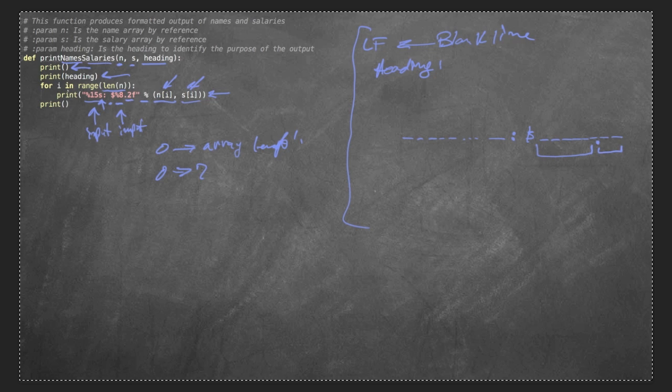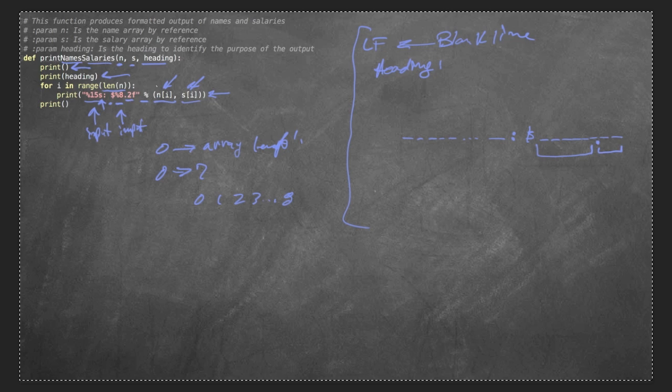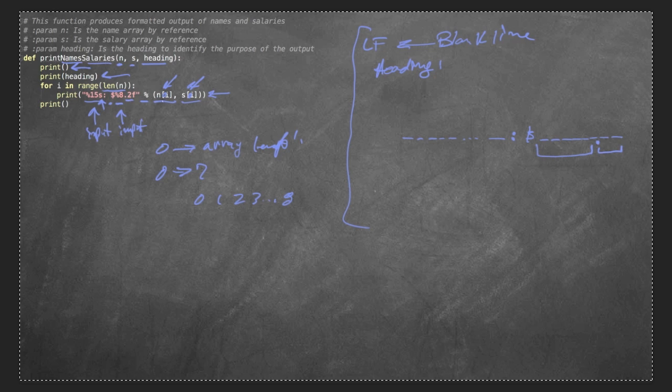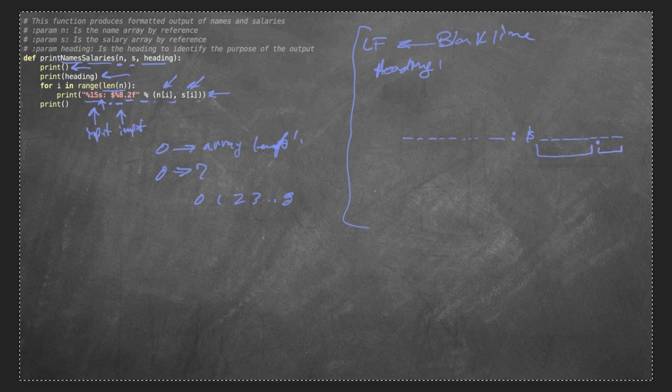Since i is working its way 0, 1, 2, 3 through 7, when i is at 0, it's going to print out n sub 0 and s sub 0. When i is at 7, it is going to print out n sub 7 and s sub 7, okay, as it works up, and it's going to create a nice kind of tabular format. So that's how we're going to be getting our output.